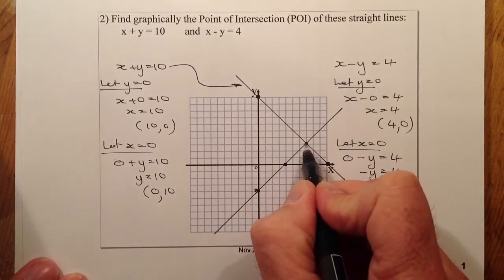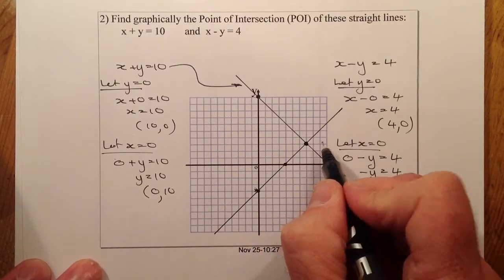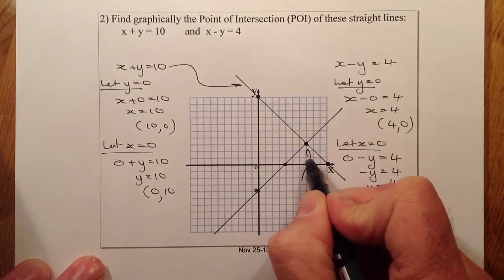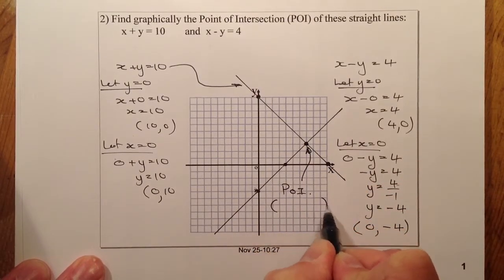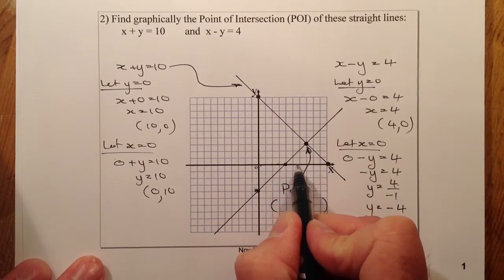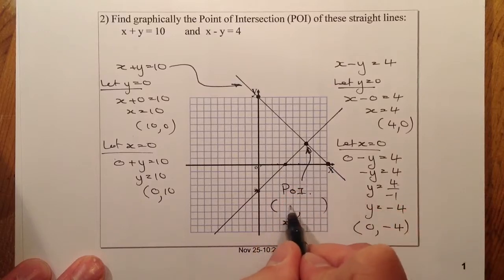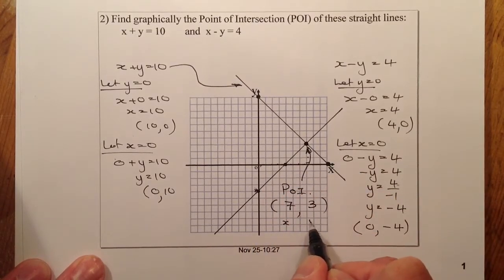So what I've got is a point of intersection here. So what I'll say is, from that there is the point of intersection. It's going to be my x coordinate first, and that's going to be 1, 2, 3, 4, 5, 6, 7. So 7 along the way. And it's going to be 1, 2, 3, 3 up in the y direction. So my point of intersection, 7, 3.